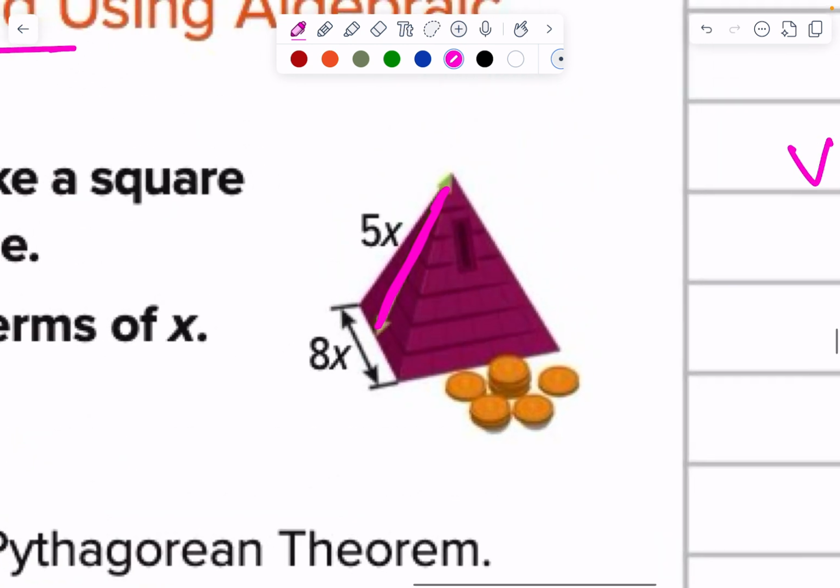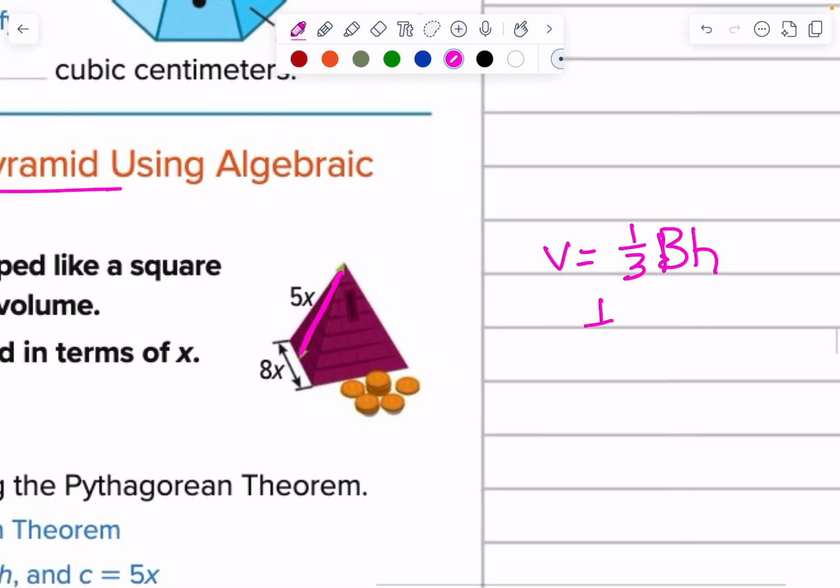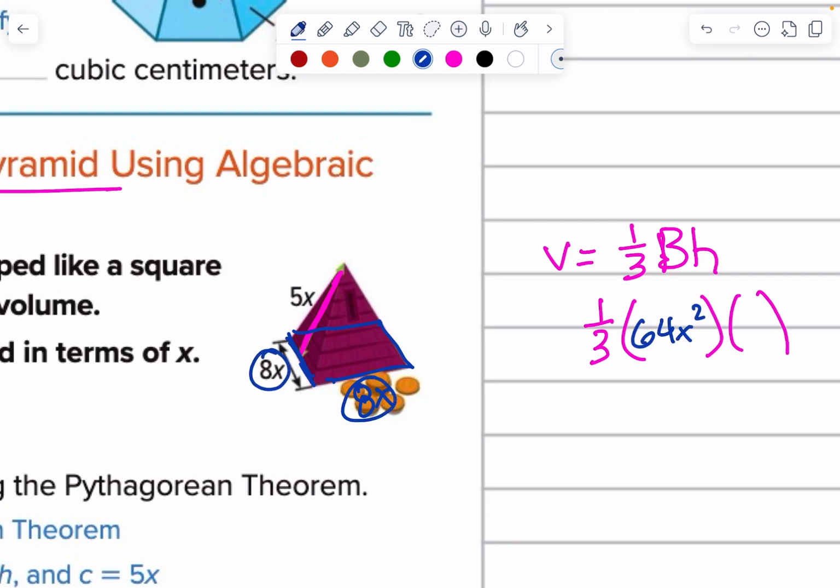Okay, so here's what we've got going on here. We have to have 1/3 capital B times H, right? Capital B is the area of the base, and the base is this guy right here, which is a square. If this is 8x, then this is also 8x. So I'm going to multiply those together to get the area of my base, and 8x times 8x is going to be 64x squared.